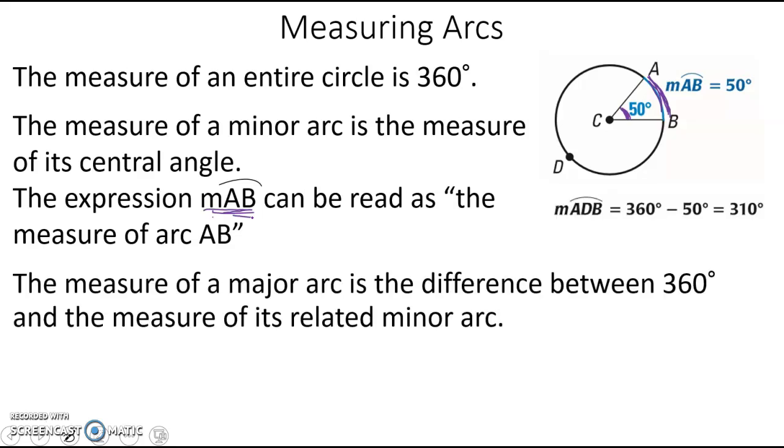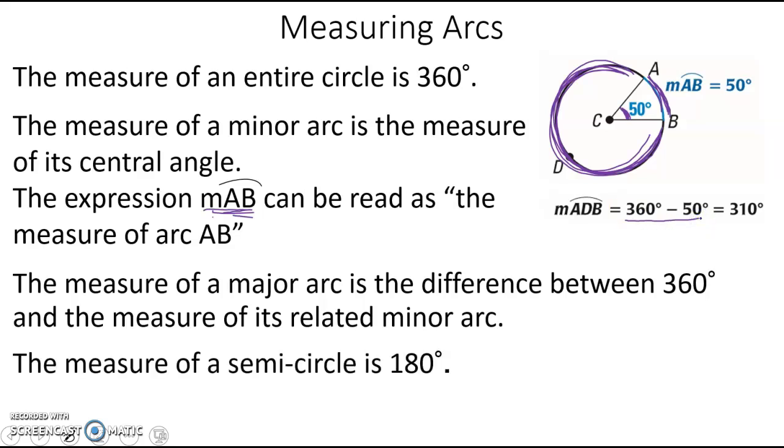The measure of a major arc is simply 360 degrees minus the measure of its related minor arc. So we would see that if we wanted to find this major arc, which I'm coloring right now in purple, we would have to take 360 minus 50. The measure of a semicircle, once again, is 180 degrees.